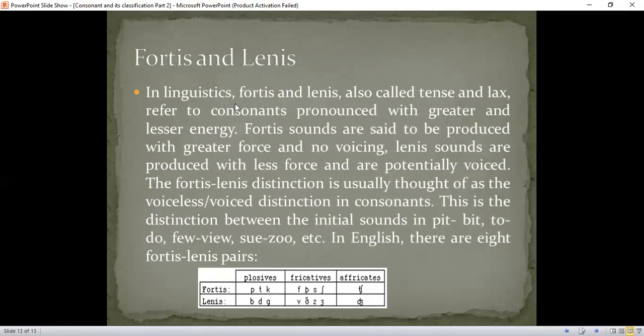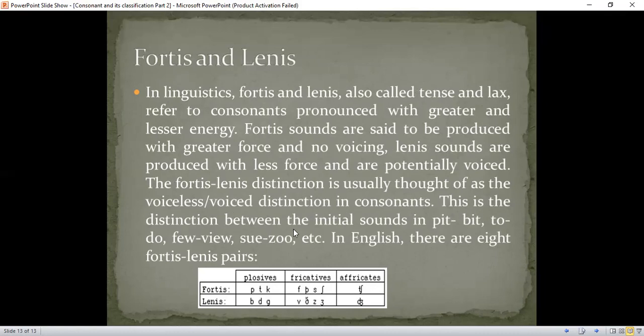So the last will be the fortis and lenis. In linguistics, fortis and lenis, also called tense and lax, refer to consonants pronounced with greater and lesser energy. Fortis sounds are said to be produced with greater force and no voicing, whereas lenis sounds are produced with less force and are potentially voiced. So it is clear that fortis is the voiceless sound, whereas lenis is the voiced sound. The fortis-lenis distinction is usually thought of as the voiceless and voiced distinction in consonants.